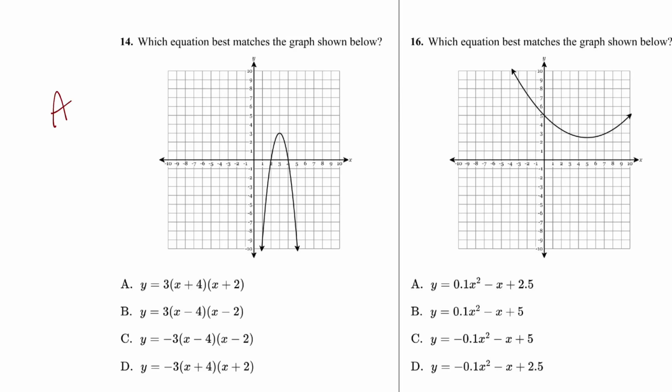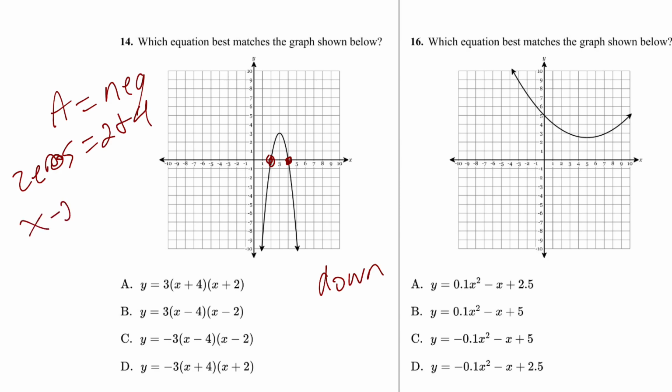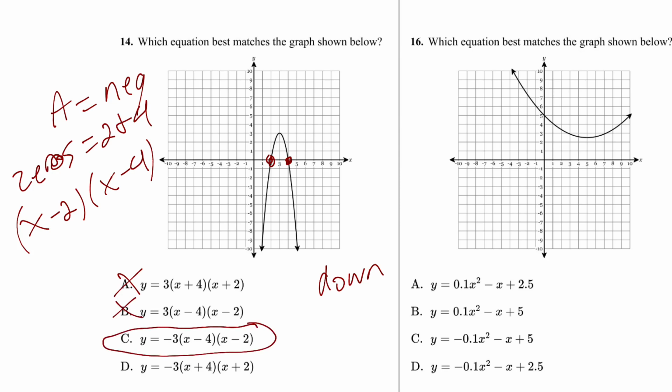Next up, I see that my a value is negative because I'm opening down. My zeros are 2 and 4. So if I wrote those as factors, it would be x minus 2 and x minus 4. So I'm looking for a negative a value and factors that match these. Letter C.